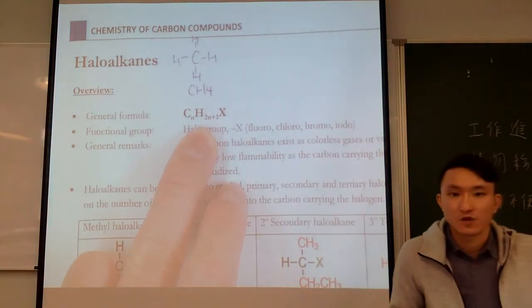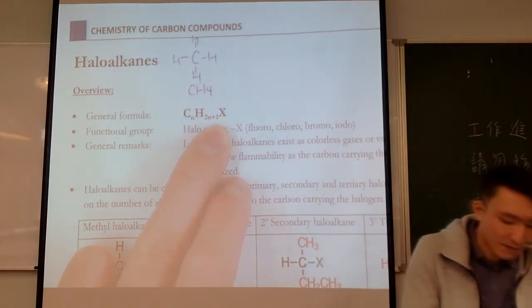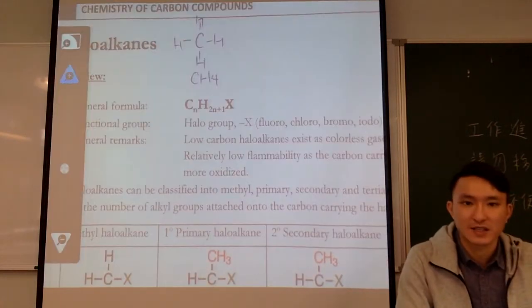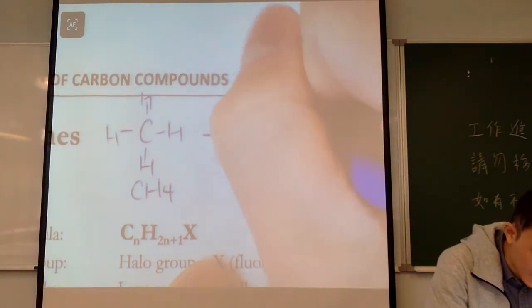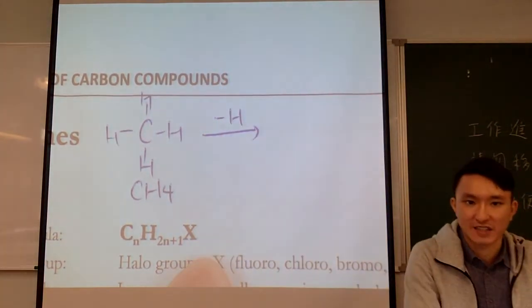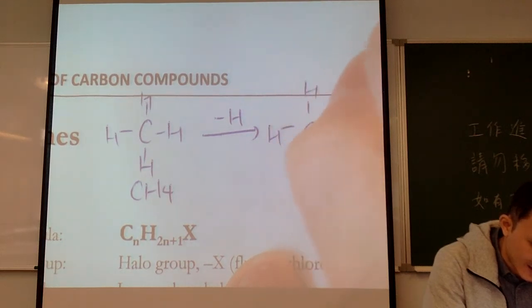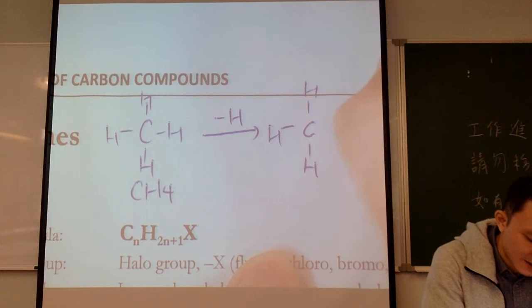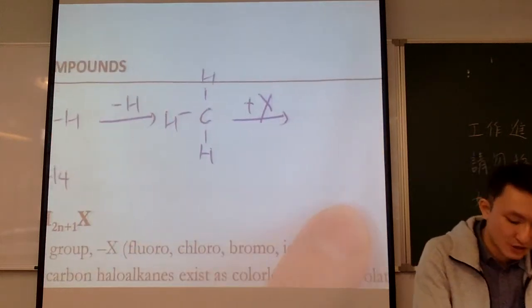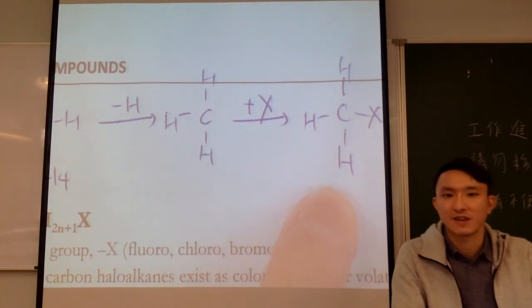Now, if you try to introduce a halogen into the compound, then what we're going to do is, we need to get rid of one hydrogen atom, and then we will plug in a halogen, okay? So that would be the haloalkane. The halogen could be chlorine, bromine, iodine, fluorine, right?